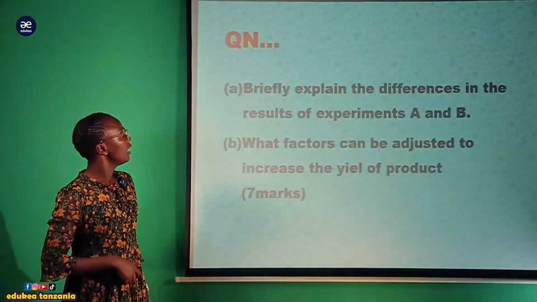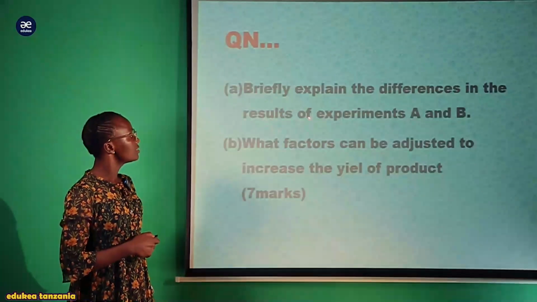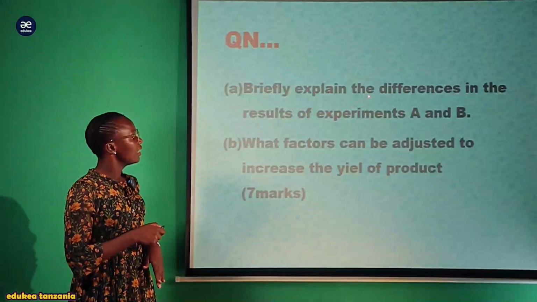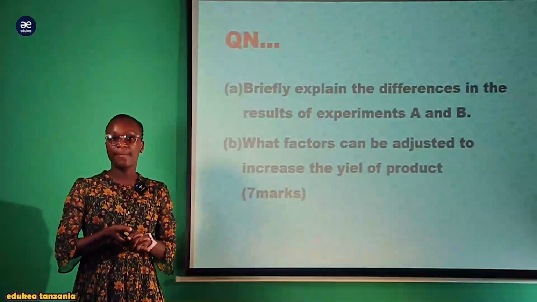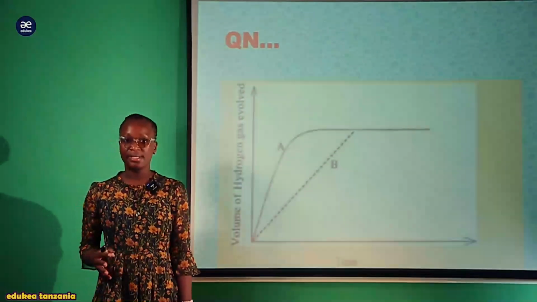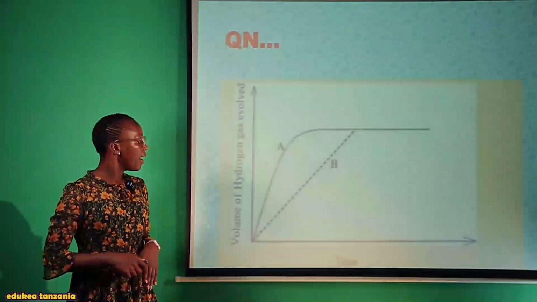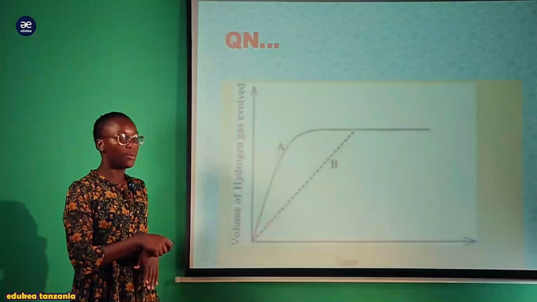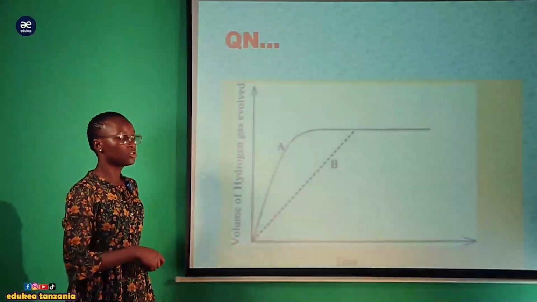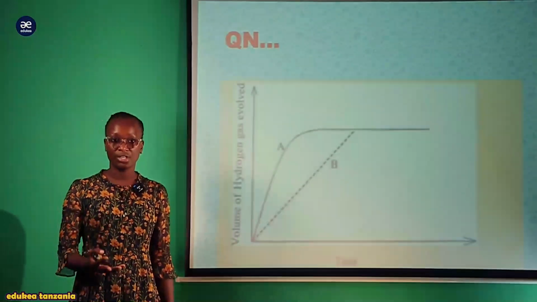Therefore, you can see that the first question, which is part A, states: briefly explain the differences in the result of experiment A and B. Kwamba uelezee utofauti uliopo katika result ya experiment A na B. Tumeona hapa kwenye graph, experiment zilifanyika tofauti A na B. Baada ya hapo tukapata matokeo ya A, tukaplot graph ikawa hivi, lakini ya B ikawa hivi. Kwa hiyo uelezee utofauti uliopo hapa. So from the nature of the graph is where we are able to provide the correct response to the question.